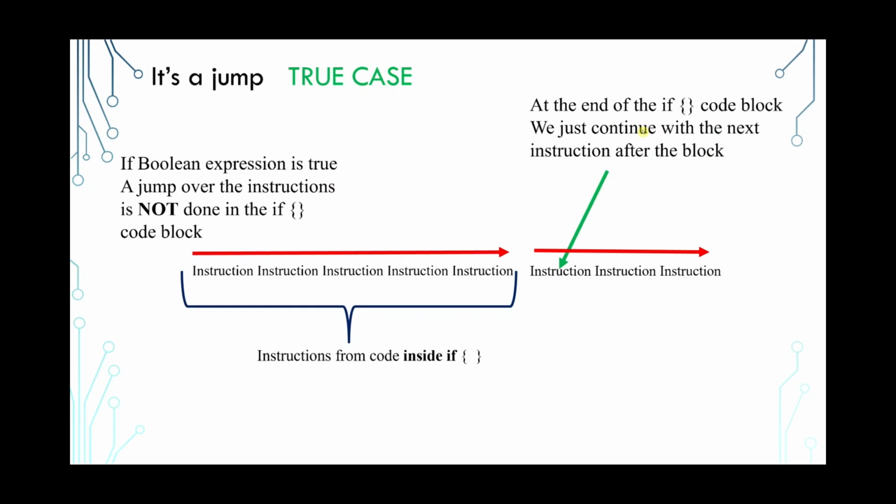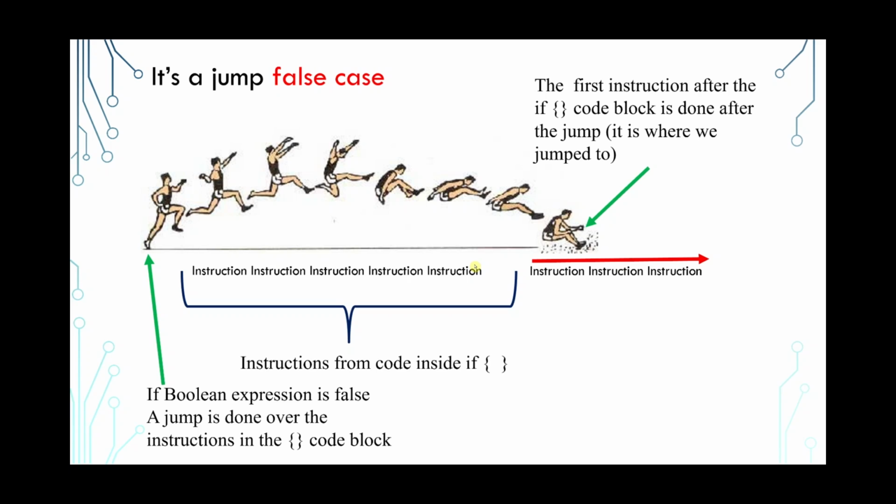So for example, if a Boolean expression is true, a jump over instructions is not done. So you do not jump. If it's true, you would keep going with the instructions. If it's false, if the condition is false inside the if, then you would jump and continue right after the if block. So instructions usually are inside the curly braces. There is a rule in C++ that if you have only one instruction, you don't have to use the curly braces, but we say whether you have one or multiple lines, always use the curly braces. Always surround your instructions with the curly braces. It's a good practice.